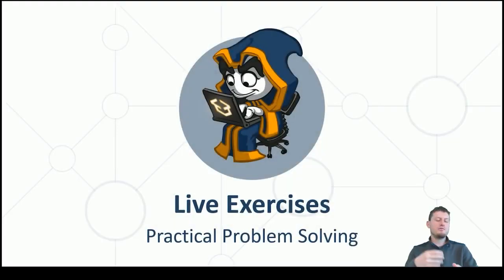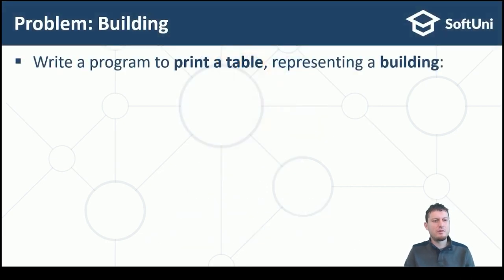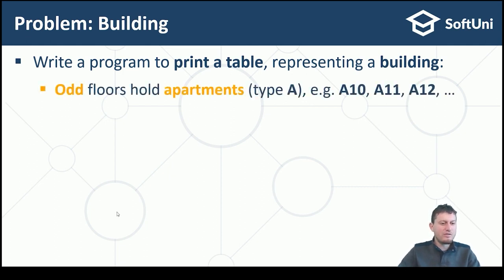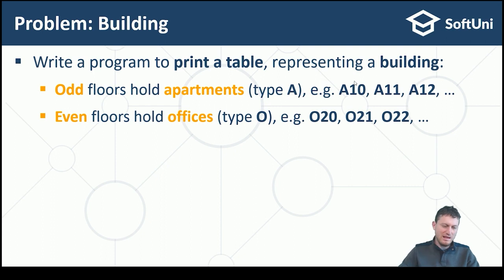Now it's time to show you my solutions for the practical problems which you had as an assignment. So let's start with the first problem, which is called building. It's about writing a program to print a table representing a building like it is shown below. The odd floors hold apartments which are numbered like this: A10, A11, A12, etc. They start with the letter A and they have 2 other digits. I will explain later.